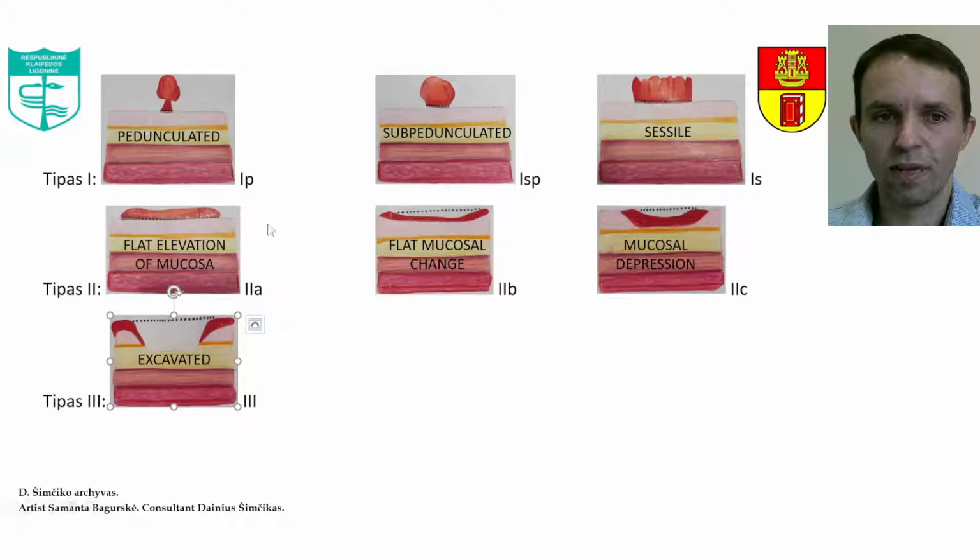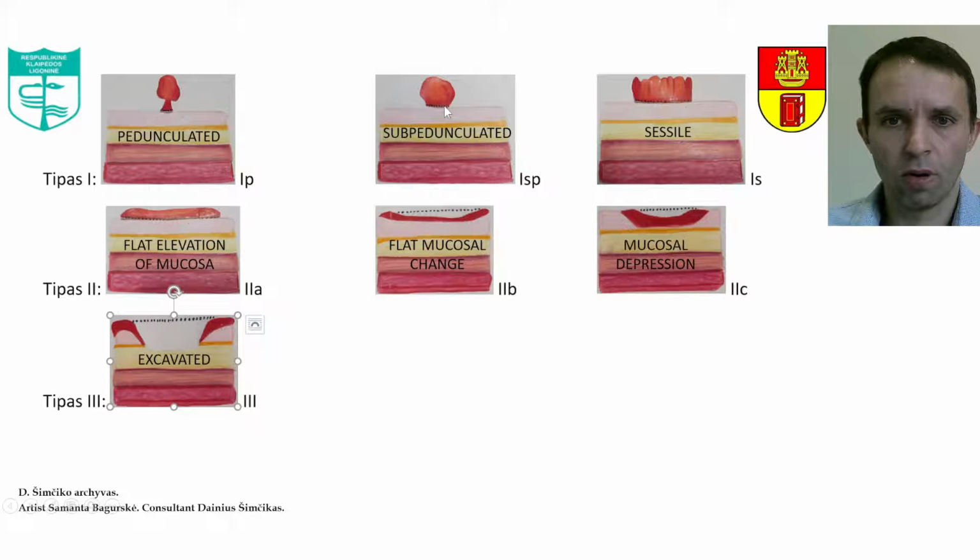The whole spectrum of lesions is divided into 3 types: Type 1, Type 2, and Type 3. Type 1 may be 1P, 1SP, or 1S. 1P stands for pedunculated, which means the polyp has a pedicle. 1SP means subpedunculated. In this case, the polyp has a broader surface at the base with healthy mucosa.